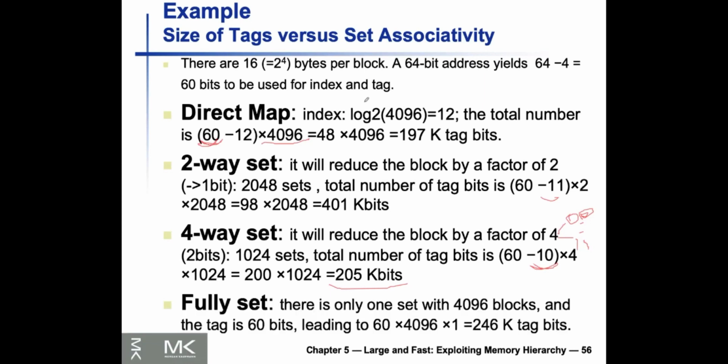And finally, a fully associative cache has only one set, with the whole 4096 blocks, and the tag size is 60 bits, right? So you don't have to reduce anything from it. There's no indexing here. There's only one set. So that leads to 60 multiplied by 4096 and 1, which is the whole giant block of cache, and that would result in 246 kilo tag bits. All right? Any questions?